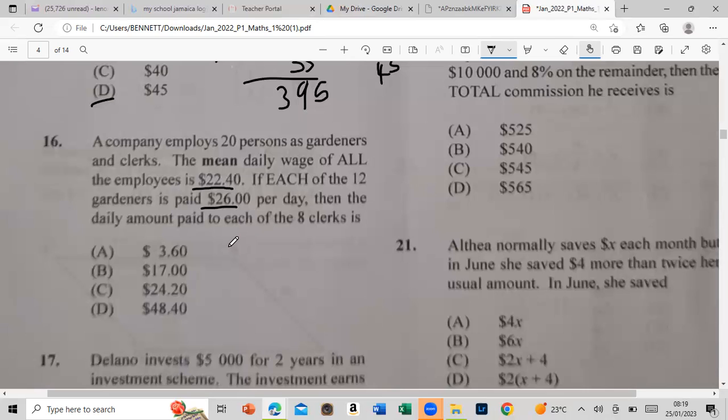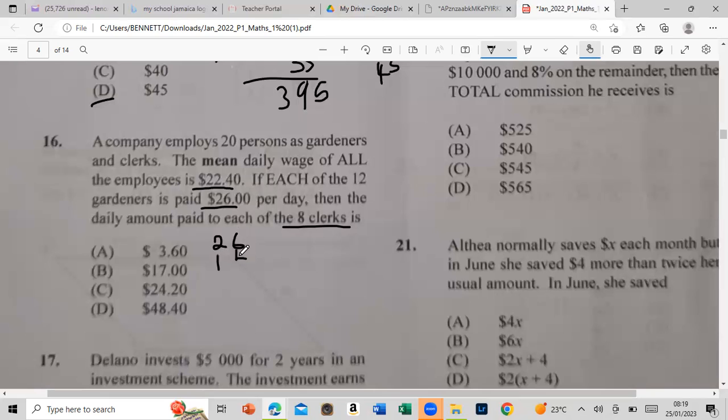Then the daily amount paid to the 8 clerks. So the 8 clerks' money is supposed to come up to what? The company employs 12 gardeners, and the mean for all the employees is 22.40. When I add up all 20 persons and divide by 20, you get this. Let me calculate what each person is getting. I'm sure there's an easier way.